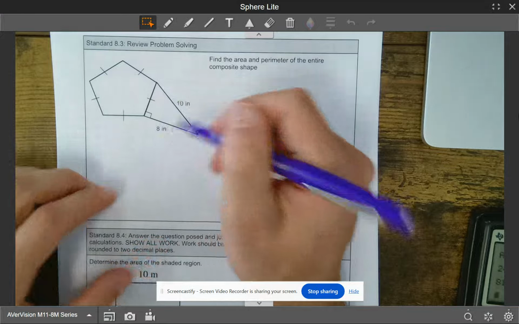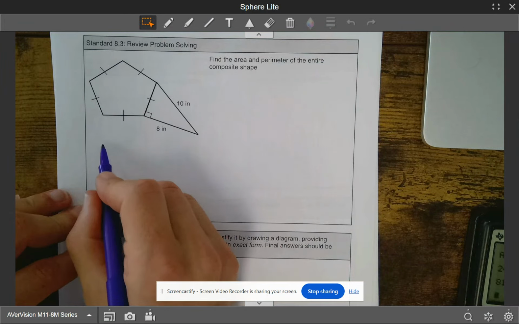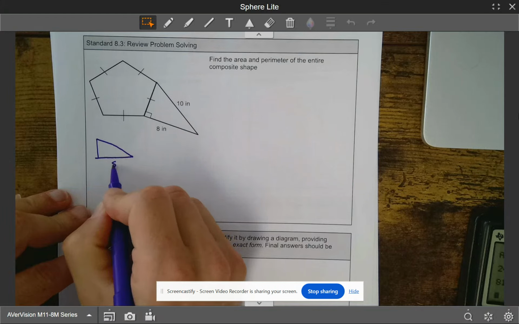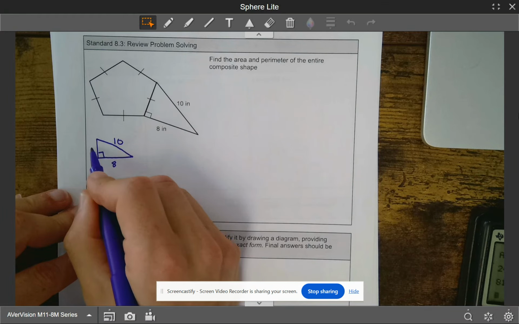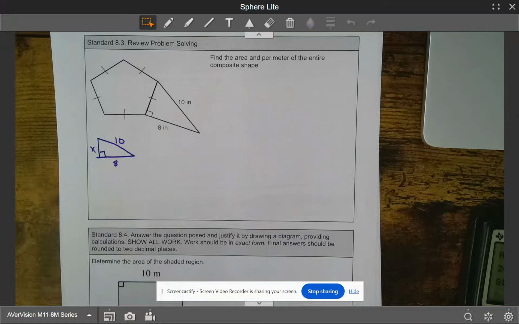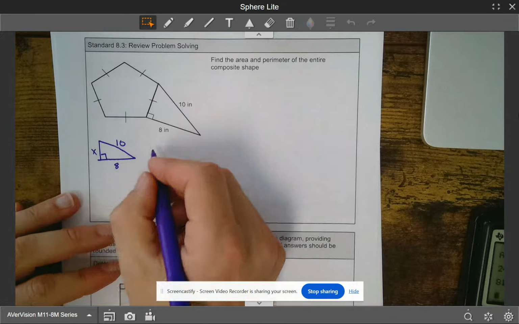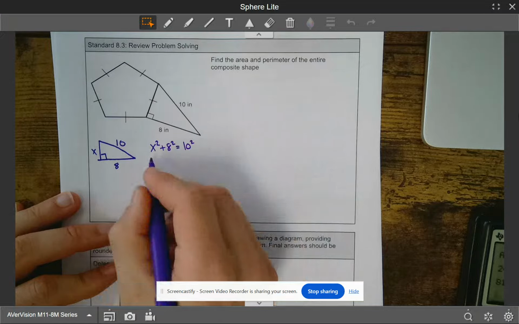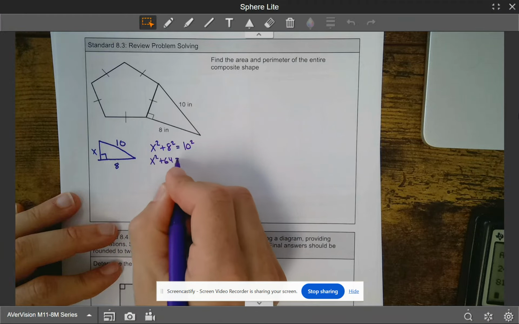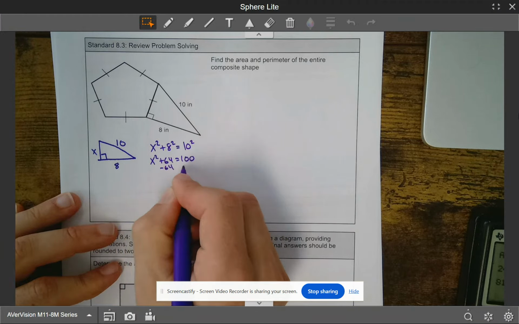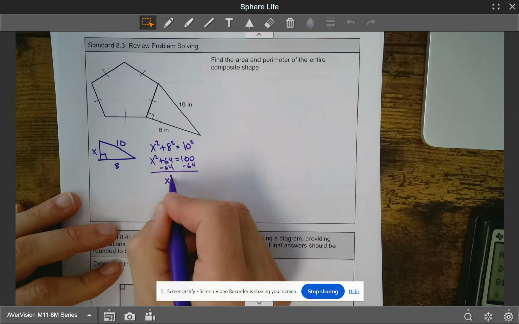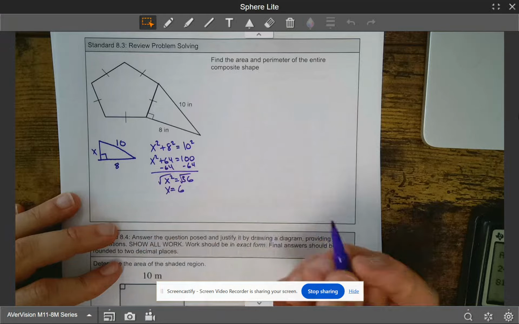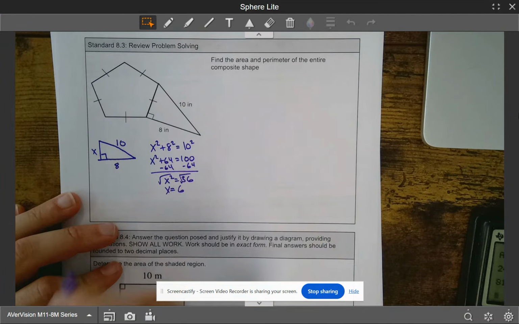But if I know two lengths in a right triangle, where can that take me? Well, let's think about this. Here's my triangle. I know this is 8, this is 10. That's x. What tool can I use when I know two sides of a right triangle? I can use Pythagorean theorem. So leg squared plus leg squared equals hypotenuse squared. So x squared plus 64 equals 100. Take away 64 from both sides. X squared equals 36. Square root, you find that x is 6. Where does that 6 show up on your diagram?